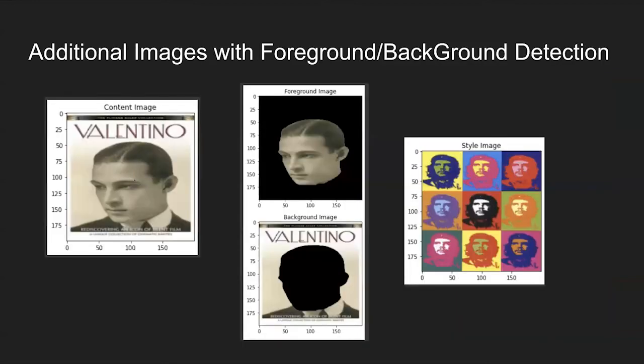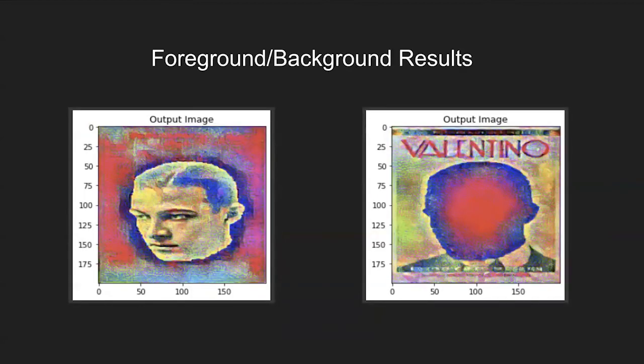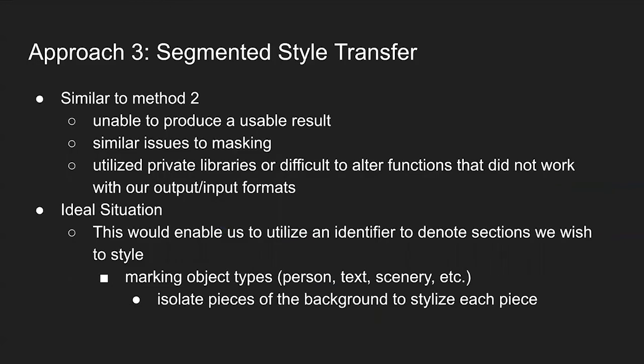In our next slide, we can see some additional images with foreground and background detection and masking. And as you can see, it works a lot better for objects, but not so much for text. And in the next slide, you see the results of style transfer on the foreground and background. In our third and final approach, we looked at segmented style transfer. However, it had similar issues to method 2 and produced no usable results, with similar issues to masking due to private libraries, difficult alter functions, and a lot of issues with matching our input and output formats.